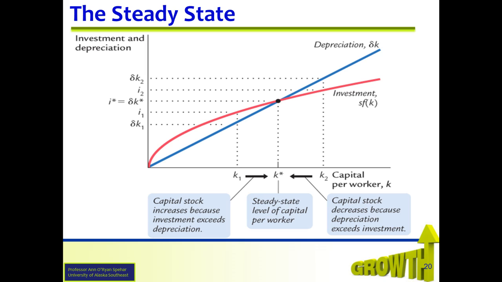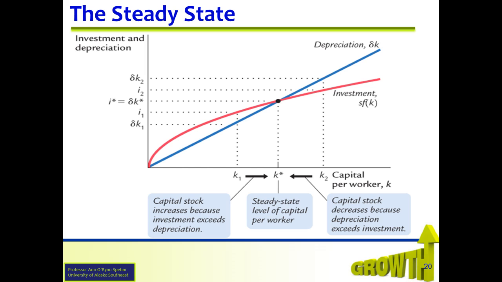Notice that at K star, investment just equals depreciation. We call this point where investment is equal to depreciation the steady state level of capital. The change in capital stock is exactly 0 here. It is no longer accumulating, nor is it depreciating. At this point, both the capital stock and output are steady and not changing. It is called steady state because there are forces in the economy that keep the economy here.